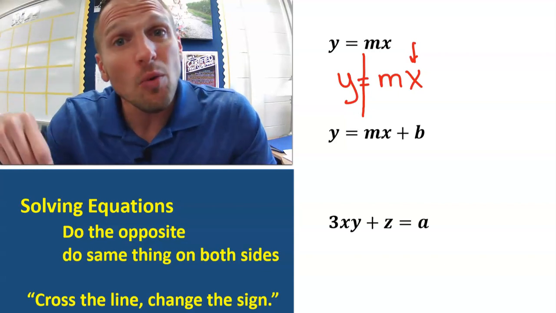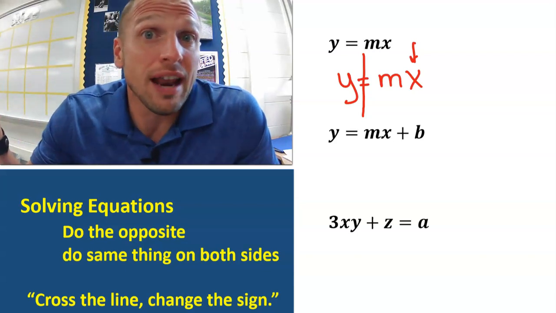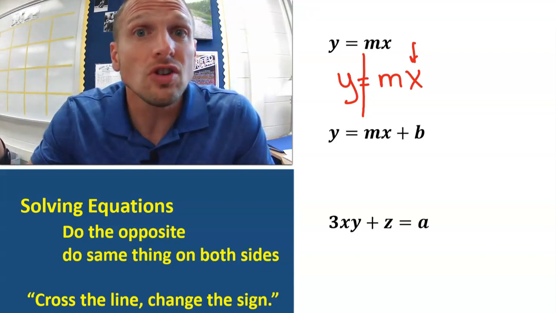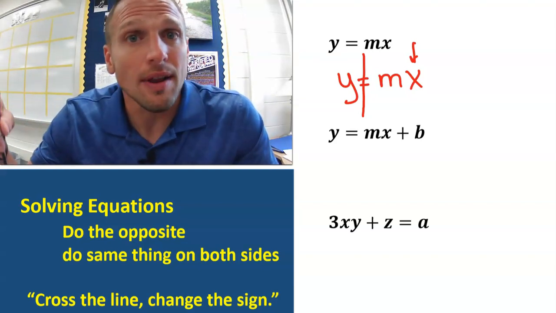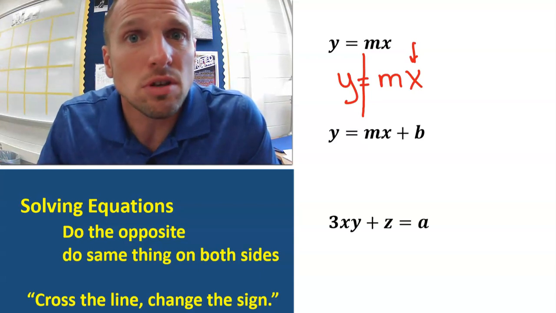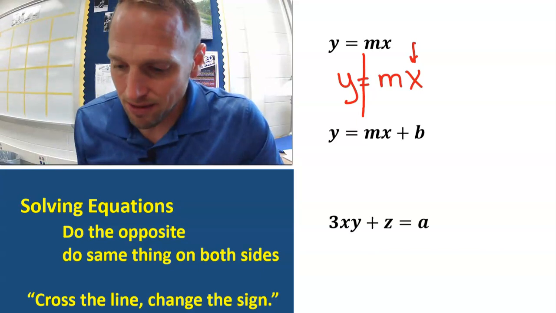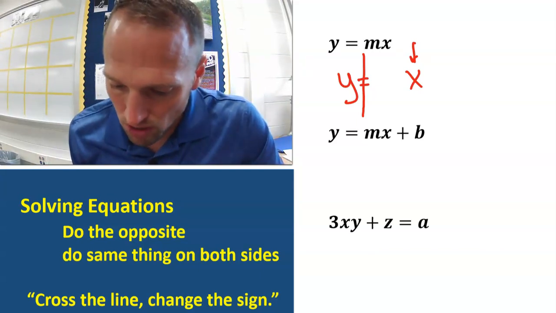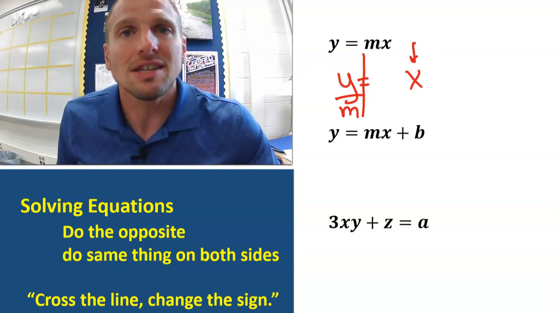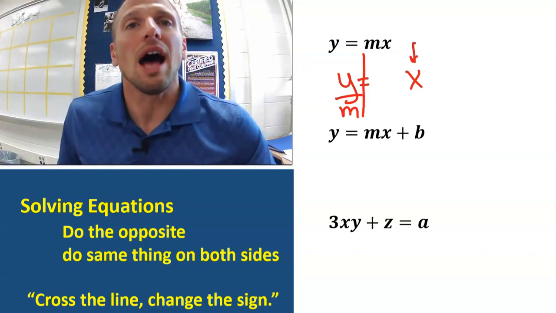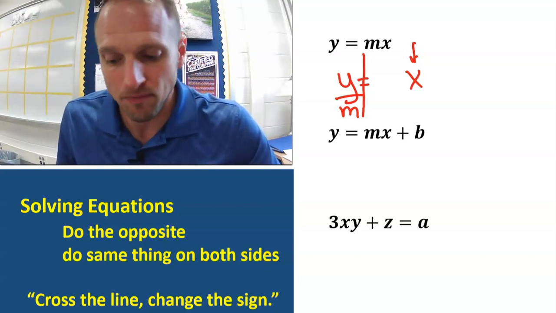All right, so if I want that x to be by itself, what do I need to get rid of? I need to get rid of that m. Well, how do I do that? Cross the line, change the sign. That easy. That's m times x, right? So what's the opposite of times? Divide. So let's just move the m to the other side and divide it. So I'm going to move this m over here and divide it. And look what I have. I've got x isolated all by itself. I'm done. That's it. X equals y divided by m. Y over m.